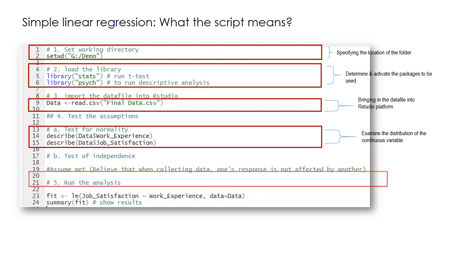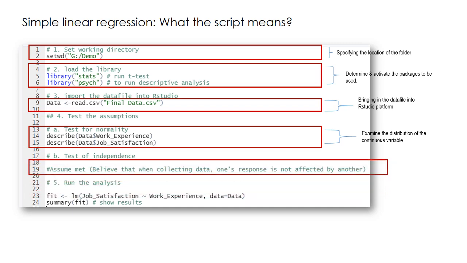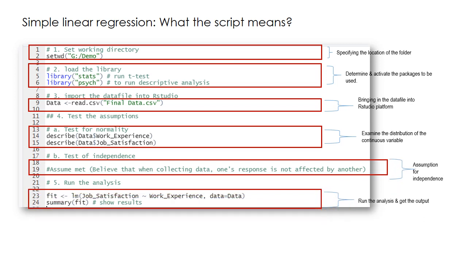Next is the test of independence. We assume that there is independence in the observations that we get, or the responses of the information that we get about work experience and job satisfaction. So people do not influence one another. And finally, we run the analysis.